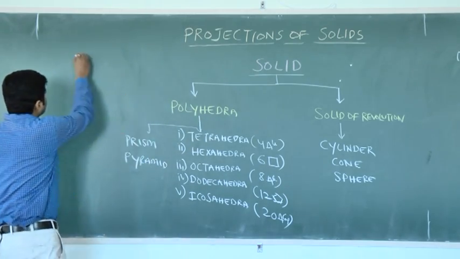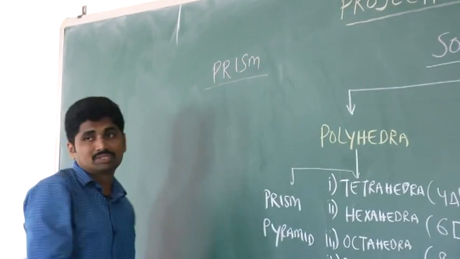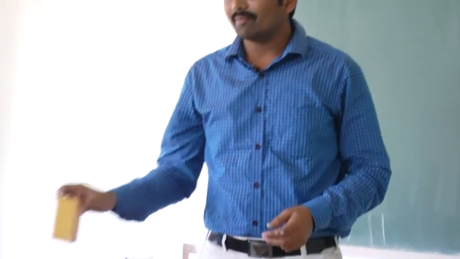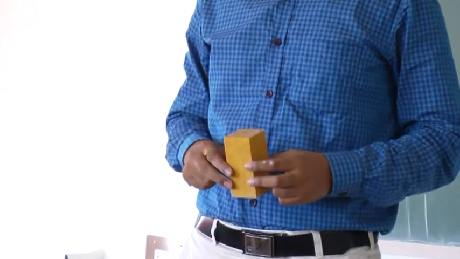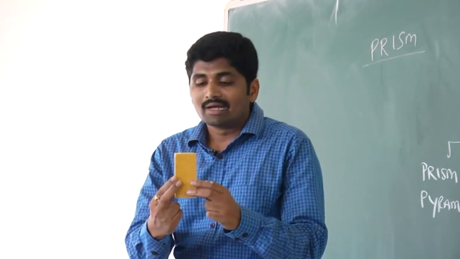First of all, you see what the prism is. A prism is a solid which is bounded by two similar plane figures. A prism is a solid which is bounded by two similar faces, that is, the top face and bottom face are the same, and the surrounding faces are rectangular faces.